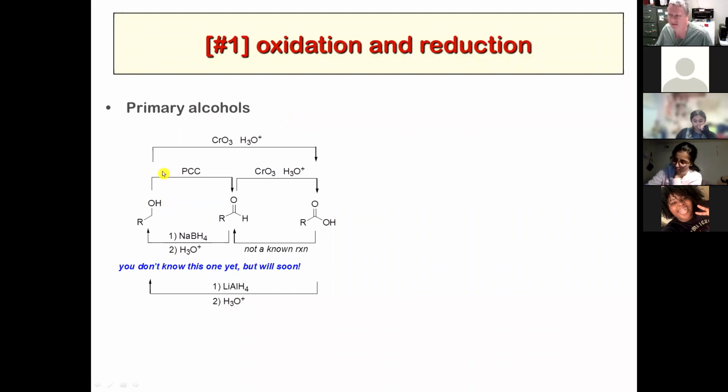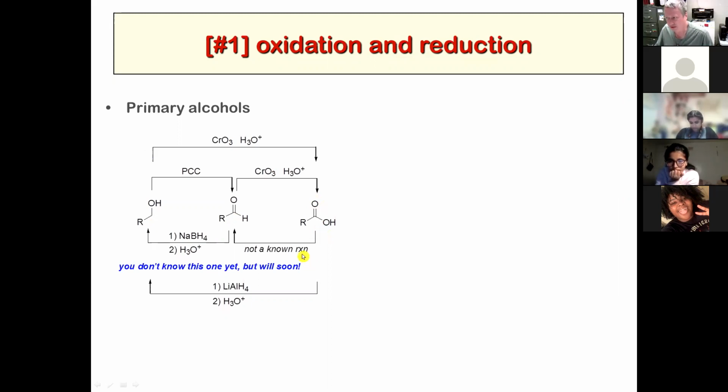Oxidation: PCC will oxidize a primary alcohol. This is a primary alcohol because there's only one thing on the alcohol carbon. It oxidizes from an alcohol to an aldehyde. To go further, you can use CrO3 in acid water, and that makes a carboxylic acid functional group. Or you can skip all that and go straight in one step from the alcohol to the acid.